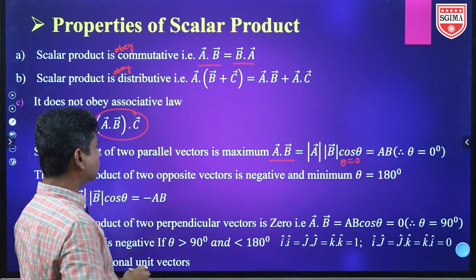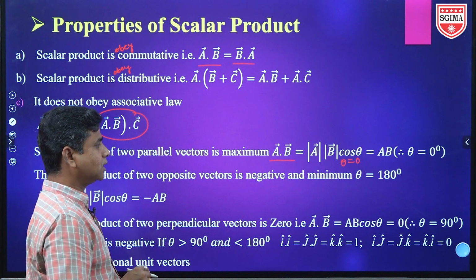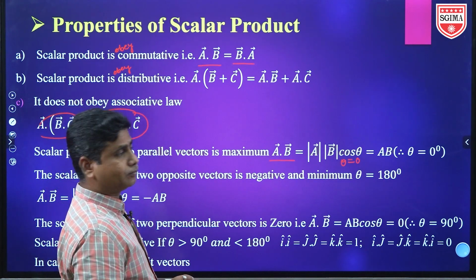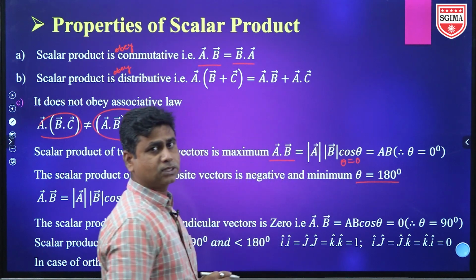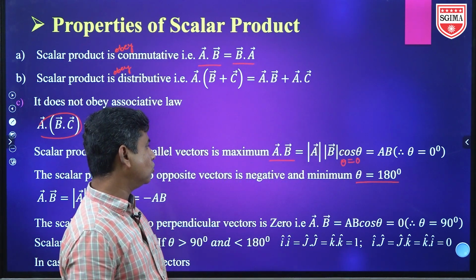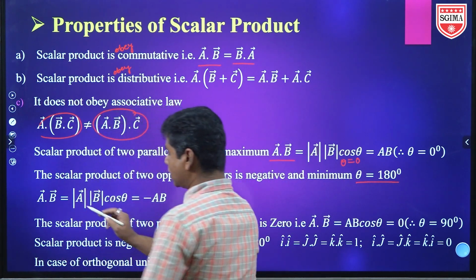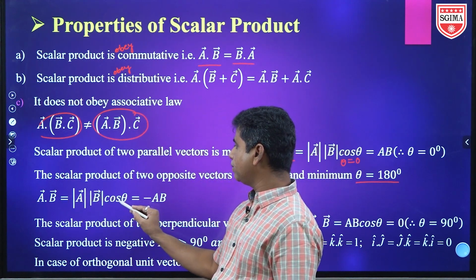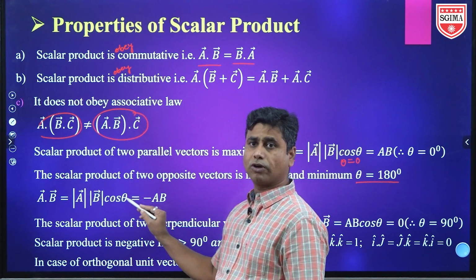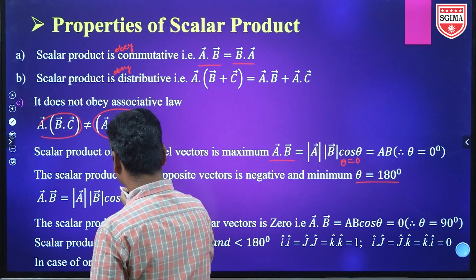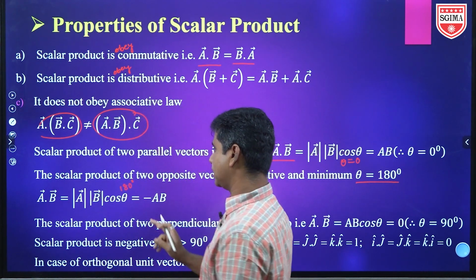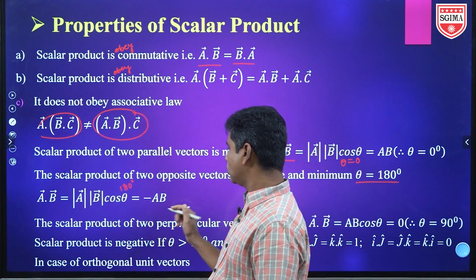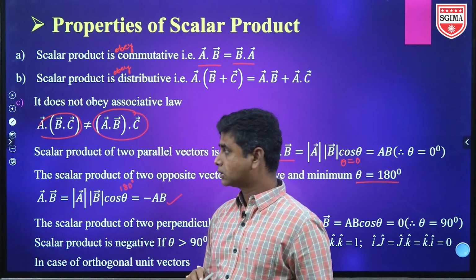The scalar product of two opposite vectors is negative and minimum. Here theta equals 180, since opposite vectors means the angle between the vectors equals 180. So take a bar dot b bar equals ab cos theta, with theta as 180. Then cos 180 value is minus 1 into ab. So here we get minus ab.